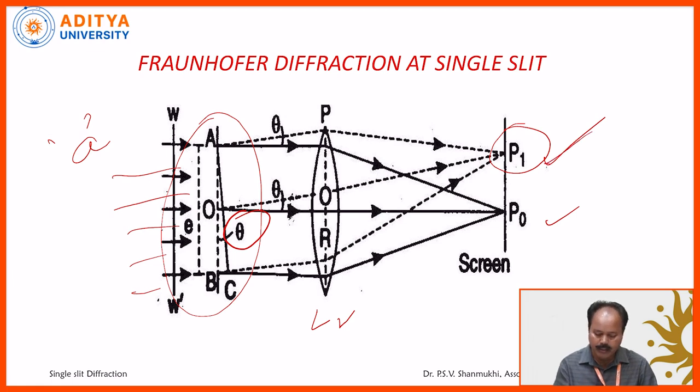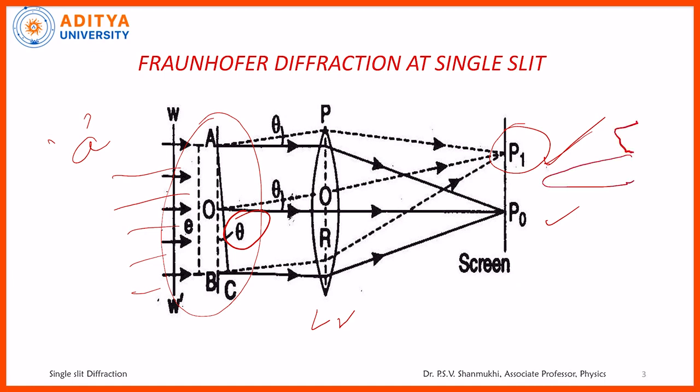Anyhow, on the screen at P1, what kind of intensity pattern do we get? Whether we get maximum intensity or minimum intensity. As per the definition, when light passes through a slit whose width is comparable to the wavelength of light, the transmitted light will produce alternate maxima and minima. There is a central maximum, next the first order maximum, second order, third order, and so on. On the left side also we get first order, second order, like that. On the screen, the intensity is distributed like this.